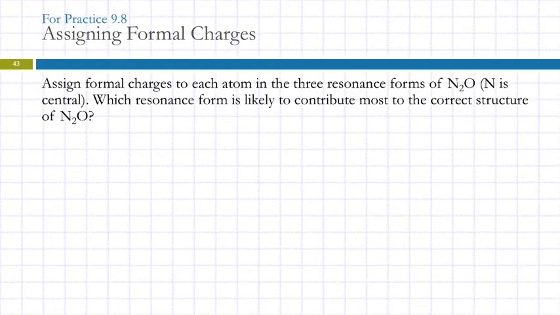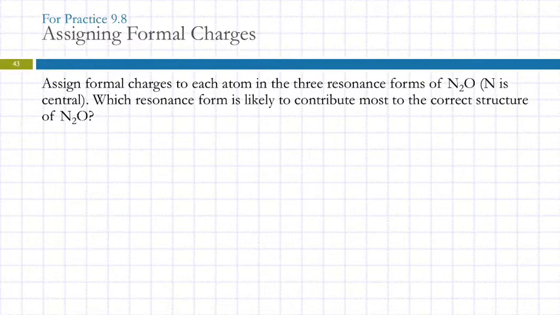Okay, assign formal charges to each atom in the 3 resonance forms of N2O. Nitrogen is central. Which resonance form is likely to contribute most to the correct structure? Oftentimes when we see something like this, where there's 2 nitrogens and an oxygen, a lot of molecules tend to be symmetrical, and so my gut instinct is to put oxygen in the middle and put the nitrogens on the outside. But that does violate the guideline of putting the more electronegative in the terminal position. And just to emphasize that, it tells us nitrogen is central. So we have to put nitrogen in the middle.